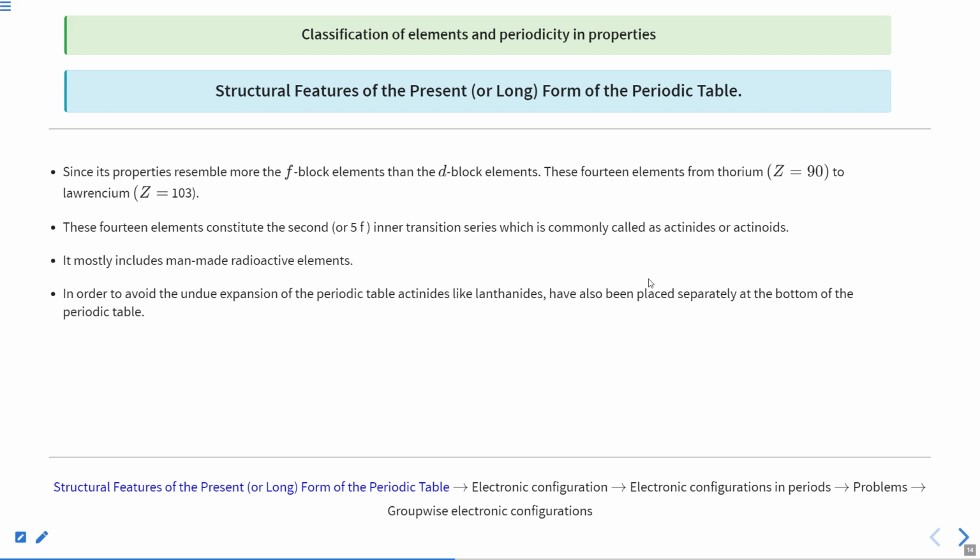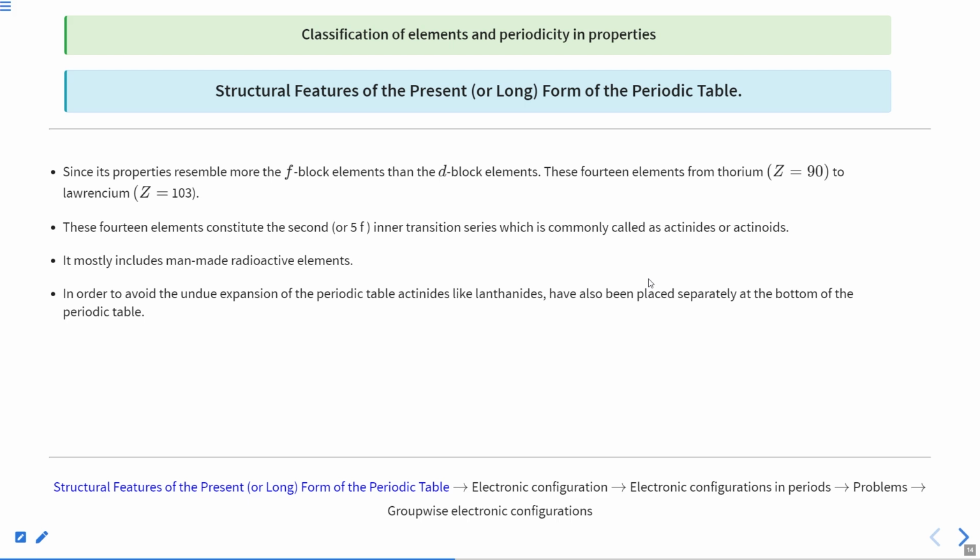Why is it so? Because its properties represent the f orbital more than a d-block element. These 14 elements from thorium to lawrencium constitute the second inner transition series. The first inner transition series is for lanthanoids, and the second is for actinides or actinoids. Now, it mainly includes man-made radioactive elements, which means they are artificially synthesized and not naturally found.